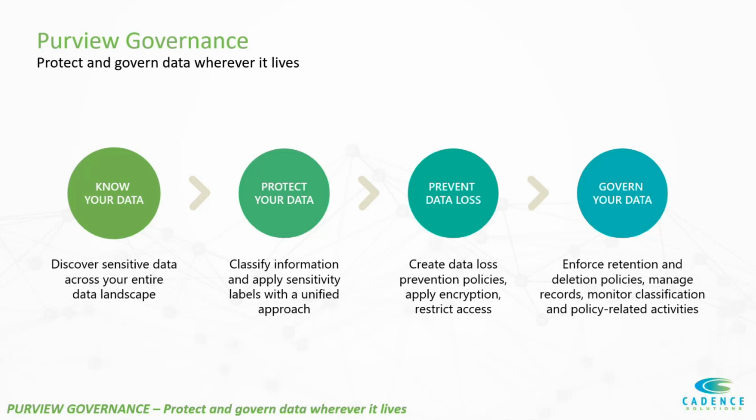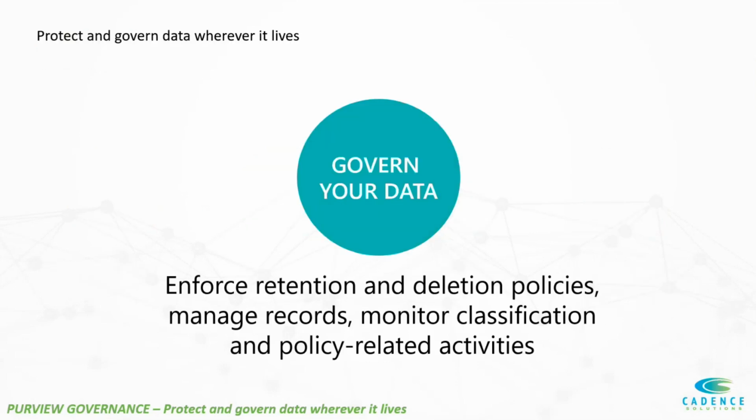The next component is protecting it. You have to now classify this information and apply sensitivity labels, retention labels, things like that, so that your sensitive records and data are kept in place and users are notified as such. Then preventing data loss. So here you can create certain policies and apply encryption to restrict access to certain documents, files, things like that. And then finally is governing your data, which is enforcing those retention and deletion policies, managing records, and monitoring the classification and policy-related activities. So this is what we're focusing on today, governing the data within a SharePoint Online environment.